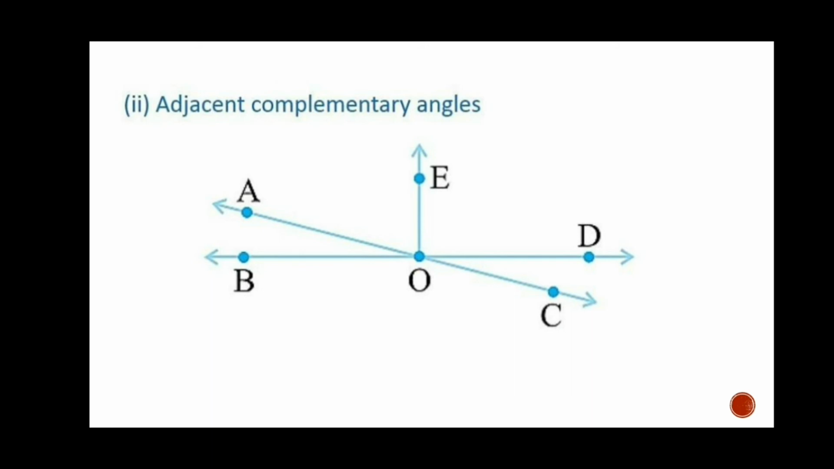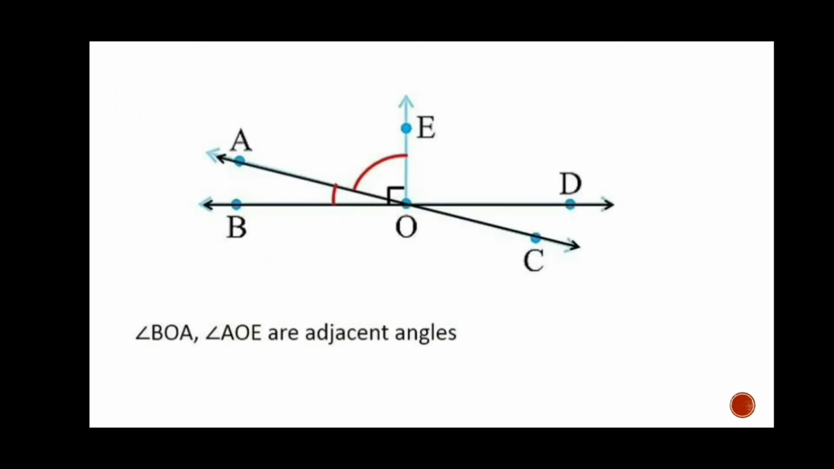It means the angles should be adjacent as well as complementary. So let's see. Here in the picture you can see that angle AOE, this red highlighted one, and angle BOA, this one. Both the angles are adjacent because they have a common vertex O, they have the common side OA, and there is no overlapping of the angles.